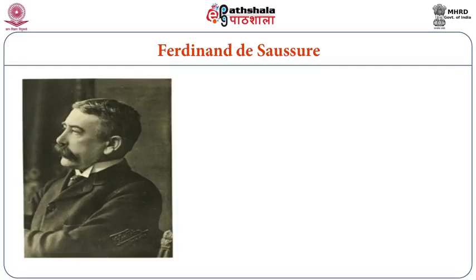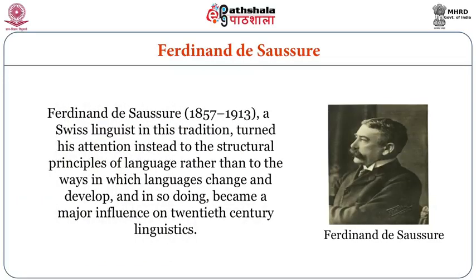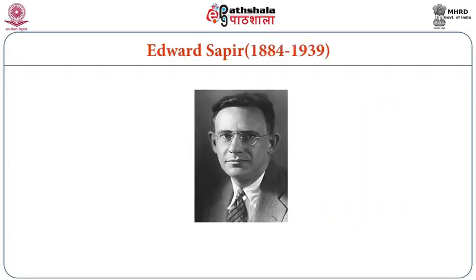Now, whenever we talk about linguistics, a very big name that comes before us, and that you can see on your screen, is Ferdinand de Saussure. Ferdinand de Saussure, a Swiss linguist, turned his attention to the structural principles of language rather than to the ways in which languages change and develop, and in so doing became a major influence on 20th century linguistics. Now, another big name is Edward Sapir, 1884 to 1939.